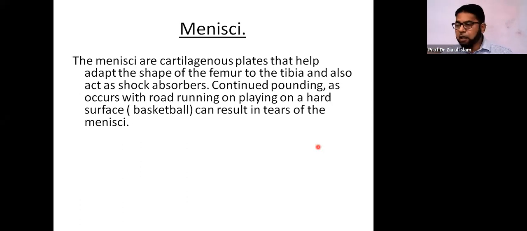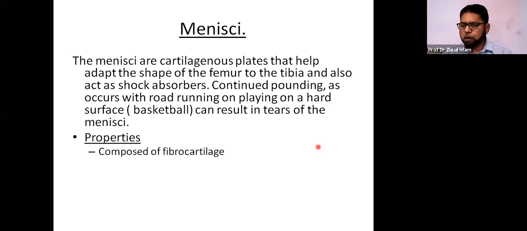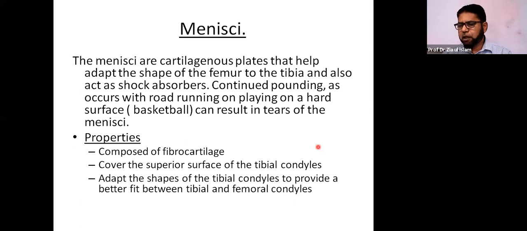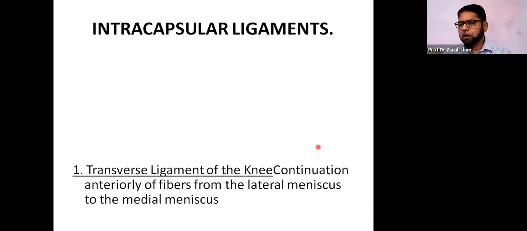And if the menisci get torn, because they are cartilage they have no blood supply, so the tear may result in damage, which may be permanent damage to the menisci, and you have to remove them. Nowadays after removing the menisci they put in a prosthesis, which does the work of the menisci. Their properties: they are composed of fibrocartilage, cover the superior surface of the tibial condyles, and adapt the shape of the tibial condyle to provide a better fit between the tibial and femoral condyles.